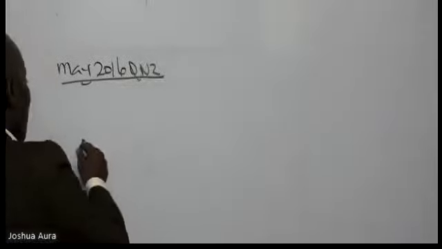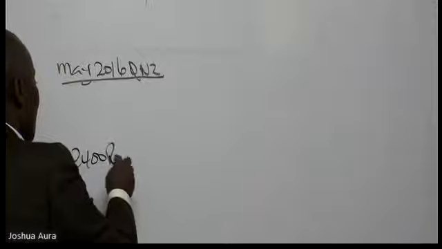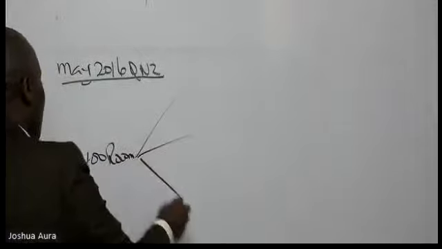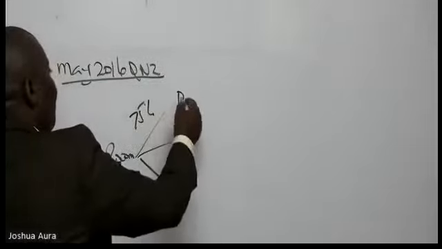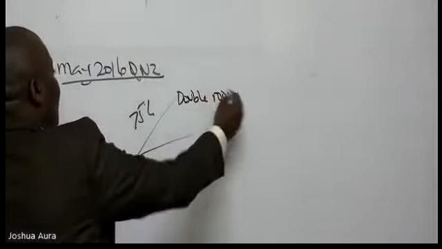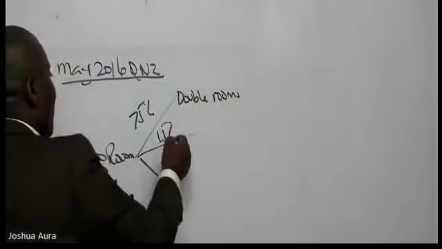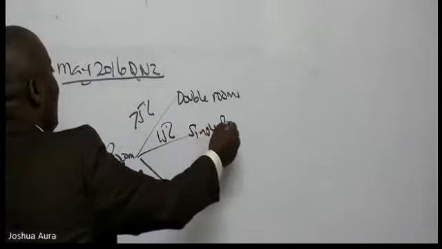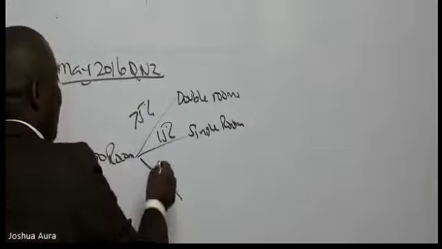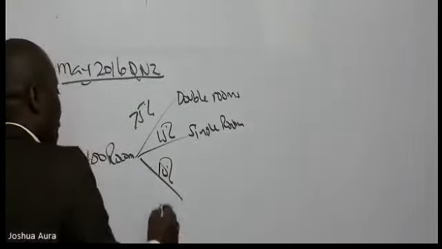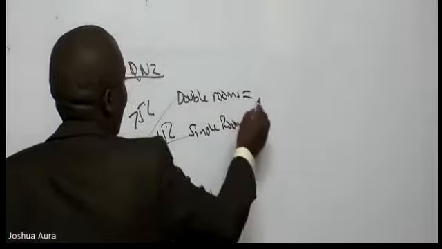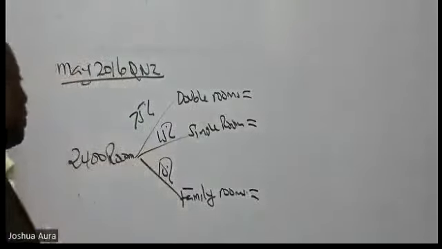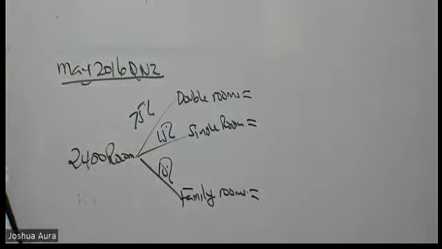So out of these 2,400 rooms, we know that 75% are double rooms, 15% are single rooms, and then 10% are family rooms. So could you kindly give me these figures? 75% of 2,400 gives us how many double rooms? Yes.